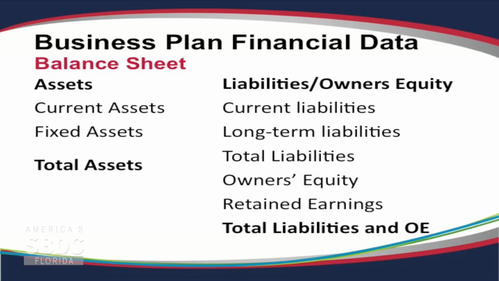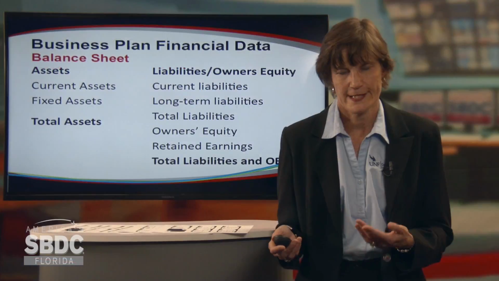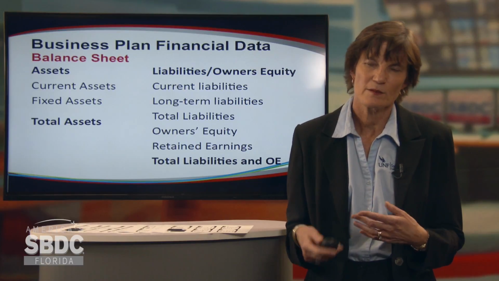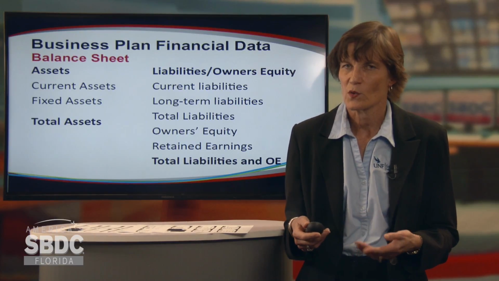The next piece of financial data included in your business plan is a balance sheet. And a balance sheet reflects what you own and what you owe. If I look at the two sides of the balance sheet, assets are the things that I own, and the liabilities and owner's equity are how I paid for it. So assets are typically broken down into two categories.